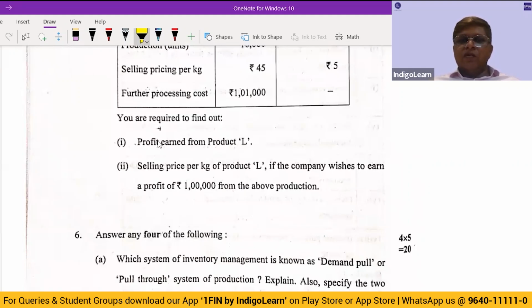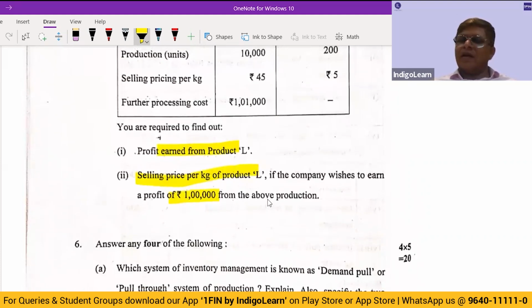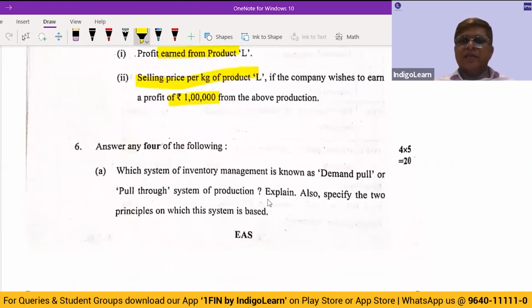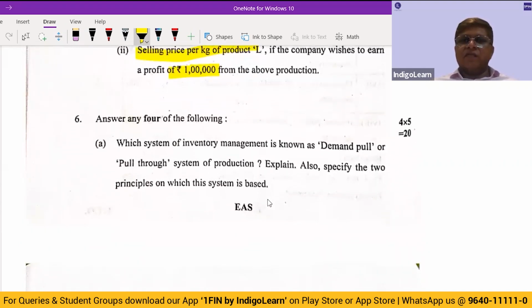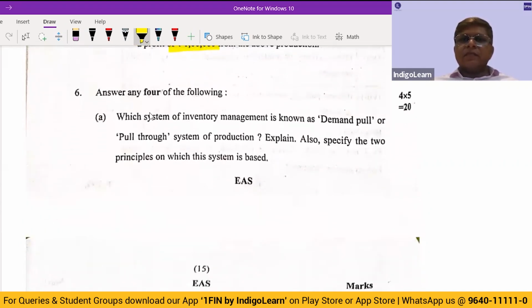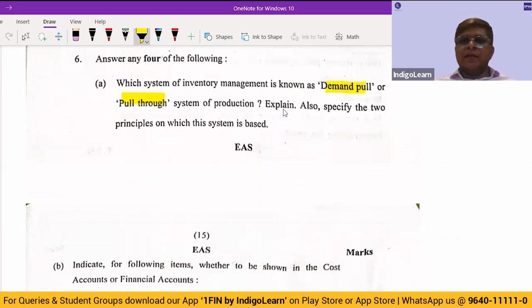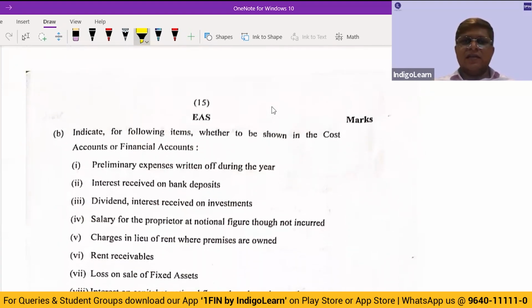You're required to find out what is the profit earned and find out the selling price of the product L if the company wishes to earn a profit of 1 lakh from the above production. So I would rate this question as simple. Then sixth question, answer any four of the following. Which system of inventory management is known as demand pull or pull through, just in time? Specify two principles on which the system is based. So a simple theory question for 5 marks.